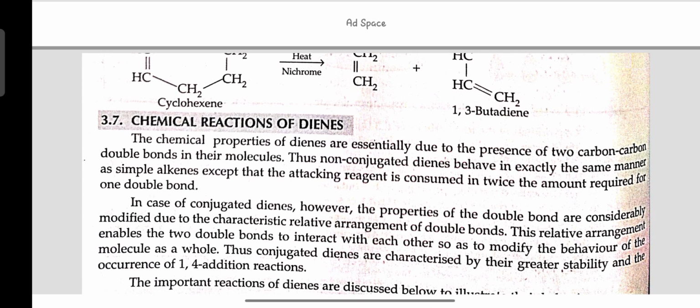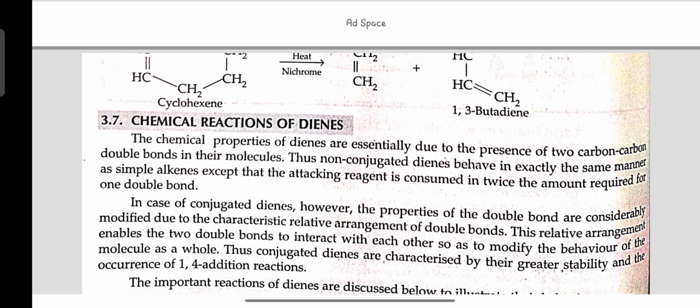3.7. Chemical reactions of dienes. The chemical properties of dienes are essentially due to the presence of two carbon-carbon double bonds in their molecules. Thus, non-conjugated dienes behave in exactly the same manner as simple alkenes, except that the attacking reagent is consumed in twice the amount required for one double bond. In case of conjugated dienes, however, the properties of the double bond are considerably modified due to the characteristic relative arrangement of double bonds.